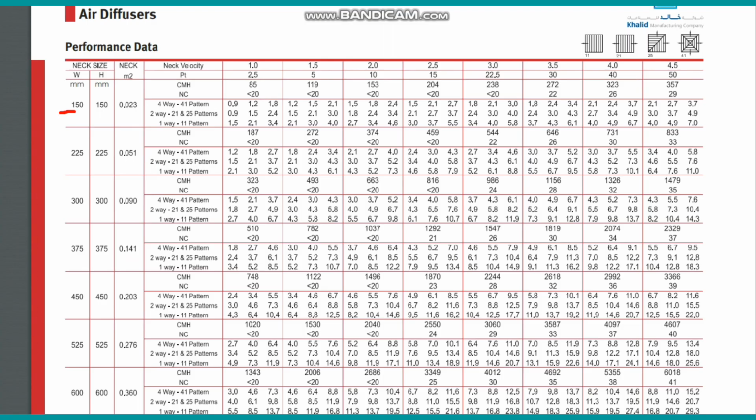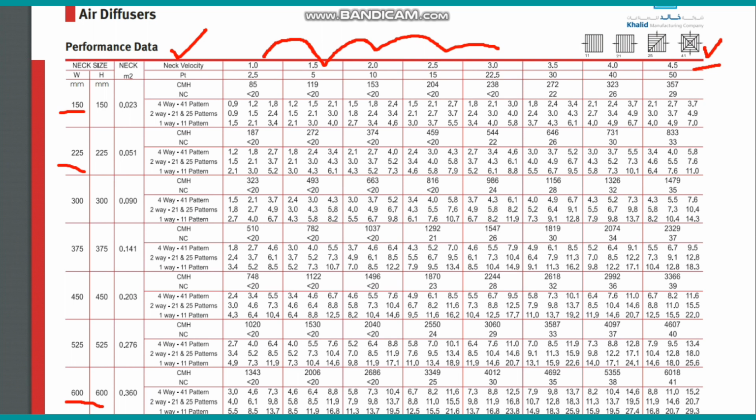So here they have given different neck sizes, 150 by 150 till the maximum of 600 by 600 square diffusers. So let's assume we have the four-way pattern, four-sided discharge square diffuser, and the important point here is the neck velocity. So neck velocity, you can see this is different from the terminal velocity. So neck velocity is like 1 meter per second, 1.5, 2.5, 3 till 4.5 they have given.